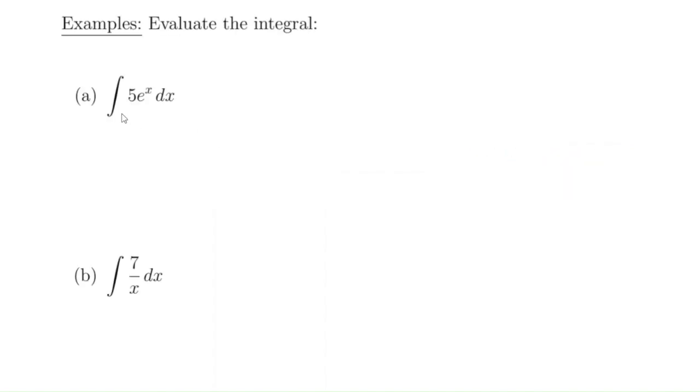How could we evaluate the integral? Well, we have the integral of 5e to the x. We know how to do the integral of e to the x. It's just e to the x. Well, what about 5e to the x? Well, remember, the integral of a constant times a function is just going to be the constant times the integral of the function. So the answer is just going to be 5e to the x.